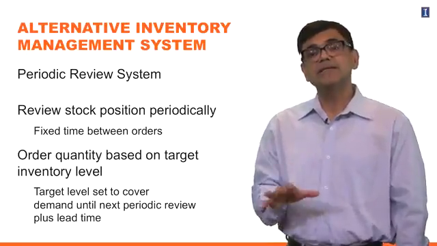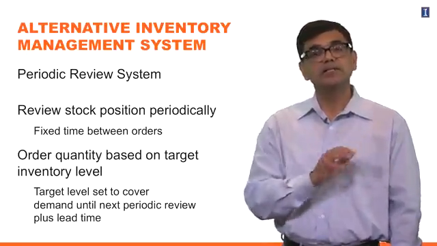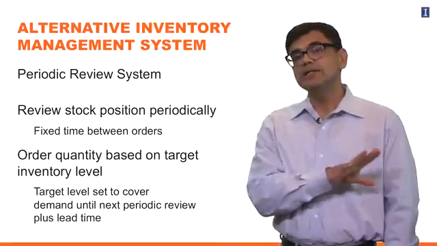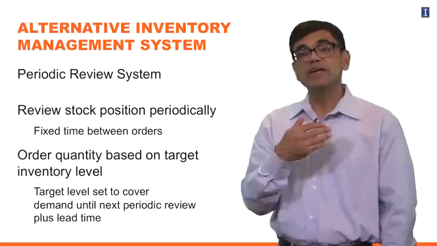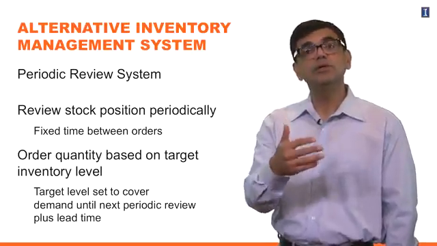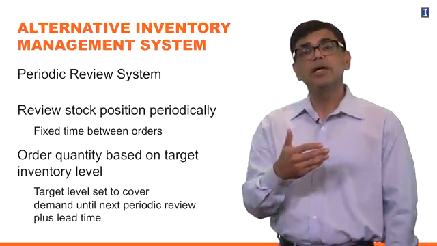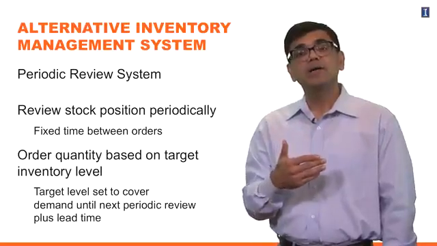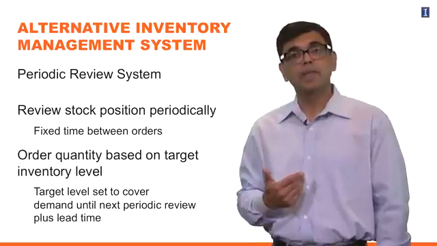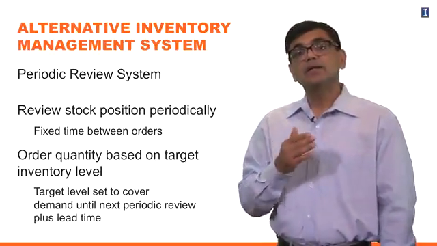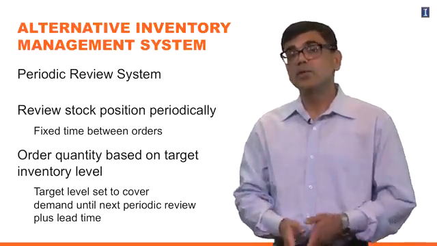So to contrast this with what we learned about in the continuous replenishment system, in the continuous replenishment system, you are having a fixed order quantity. We came up with the EOQ. That was the fixed order quantity. The time between orders is going to be different based on when you reach the reorder point. In the periodic review system, the time between orders is fixed. The quantity is not fixed.